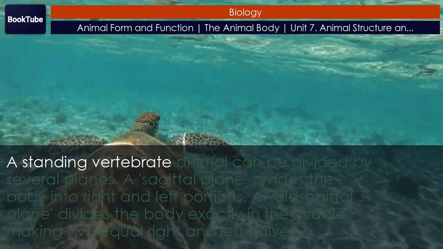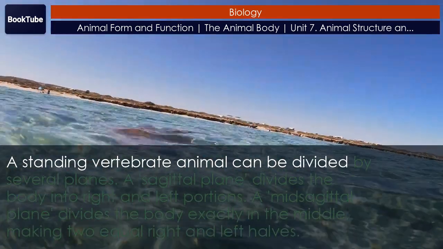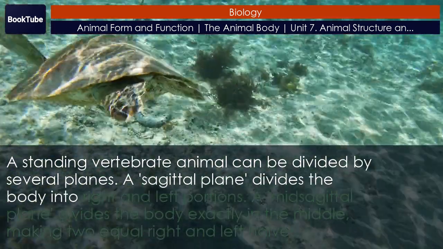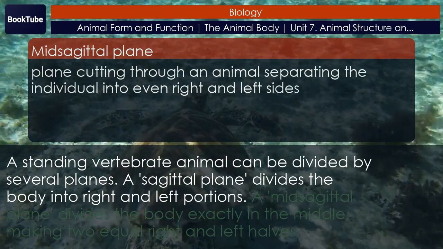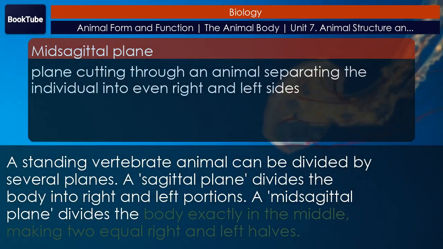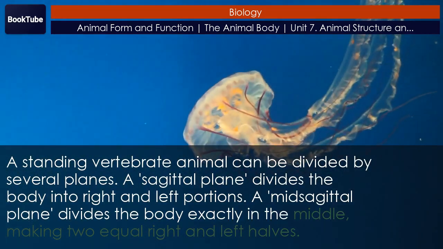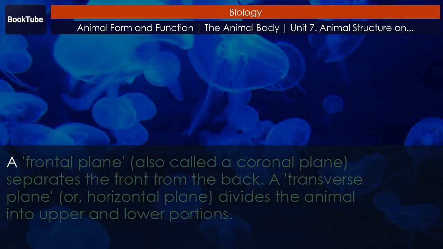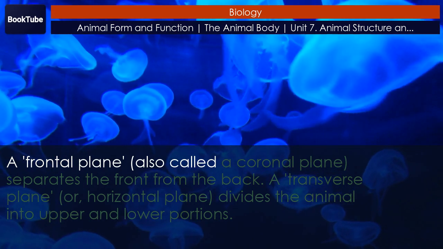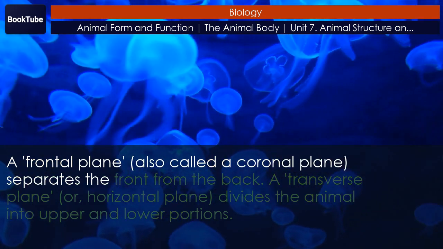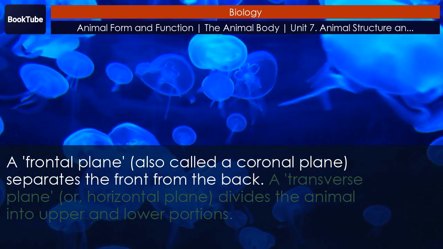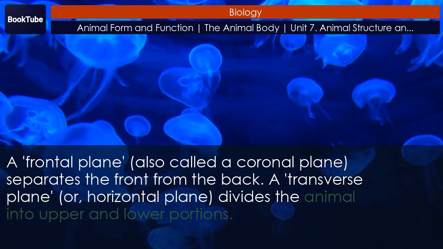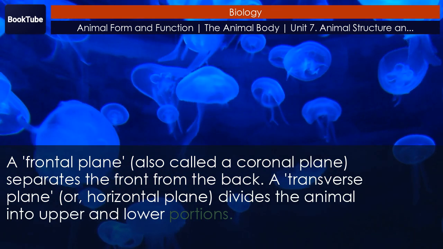Animal body planes and cavities. A standing vertebrate animal can be divided by several planes. A sagittal plane divides the body into right and left portions. A mid-sagittal plane divides the body exactly in the middle, making two equal right and left halves. A frontal plane, also called a coronal plane, separates the front from the back. A transverse plane, or horizontal plane, divides the animal into upper and lower portions.